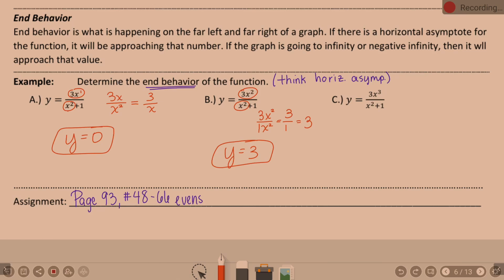Now, we're not done though. Did they just ask me for horizontal asymptote? I said think horizontal asymptote, yes. Okay, now on this one we have to go a little farther. I do agree that there is no horizontal asymptote. Think about what is that biggest power on top.